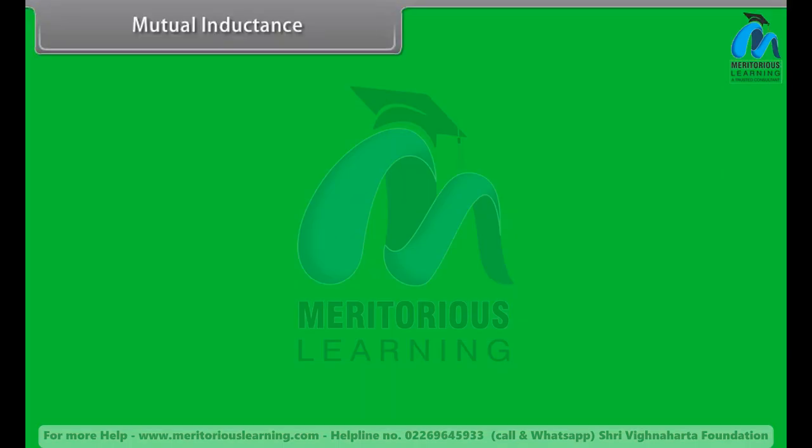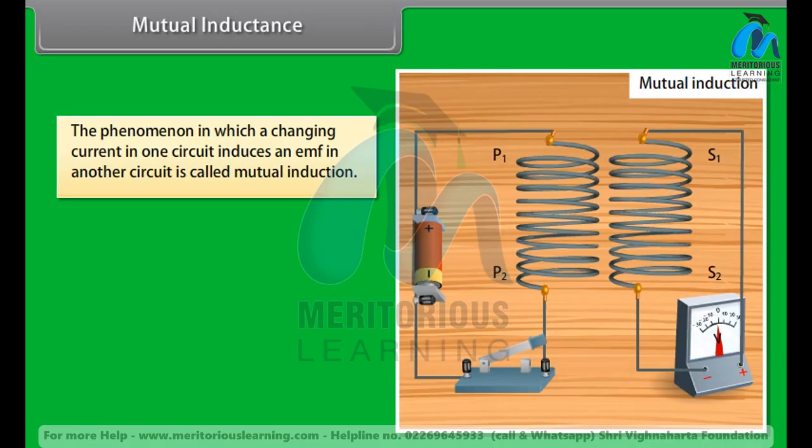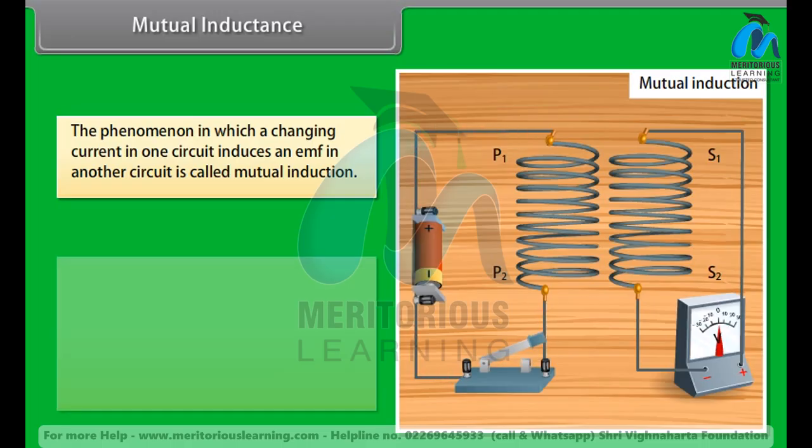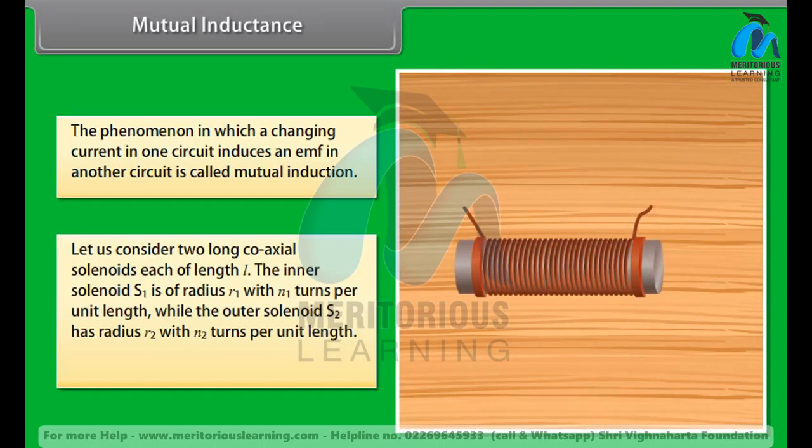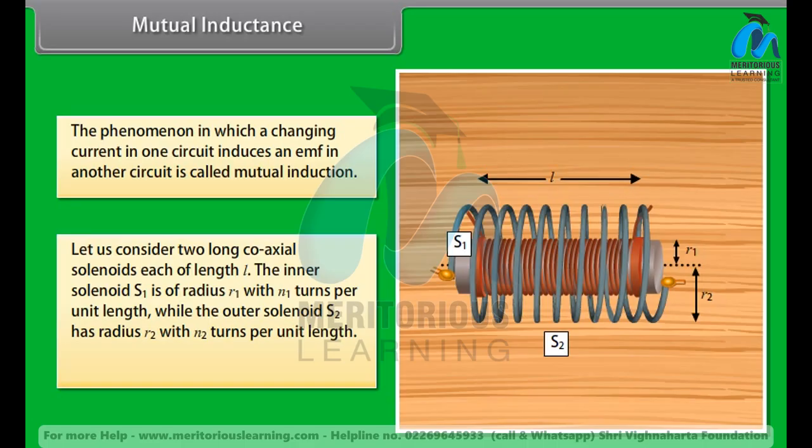Mutual inductance. The phenomenon in which a changing current in one circuit induces an EMF in another circuit is called mutual induction. Let us consider two long coaxial solenoids, each of length L. The inner solenoid S1 is of radius R1 with N1 turns per unit length, while the outer solenoid S2 has radius R2 with N2 turns per unit length. B1 is equal to the product of mu naught, N1 and I1.